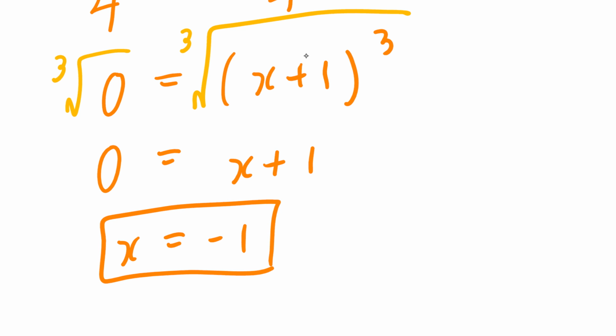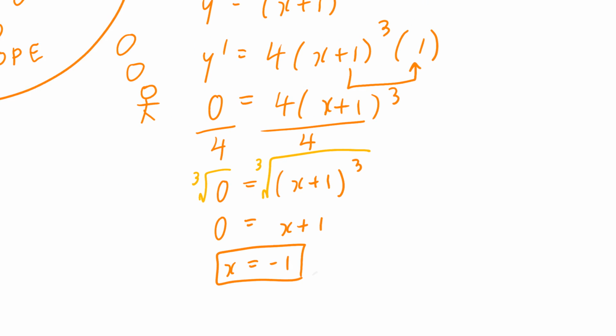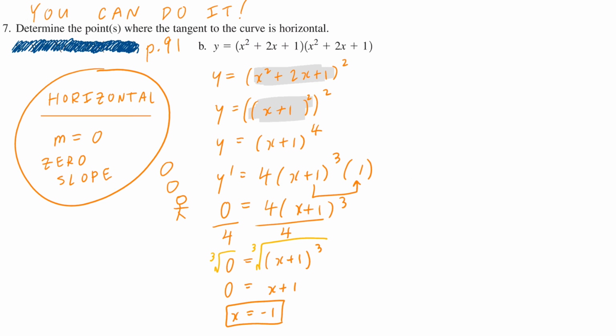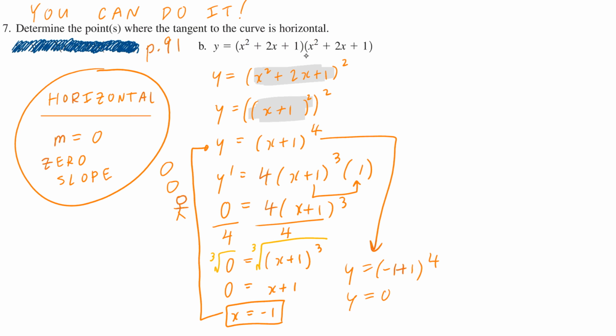That is not the final answer yet. Again, you want to go back. The question is asking specifically for the point or points. So you have to go back and plug it in to find the corresponding y value. I'm going to take this and plug it back to here. This means the corresponding y value is going to be -1 plus 1 to the power of 4, and that's going to be y equals 0. This means (x, y) equals (-1, 0).